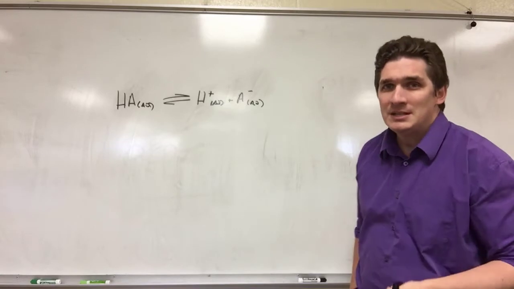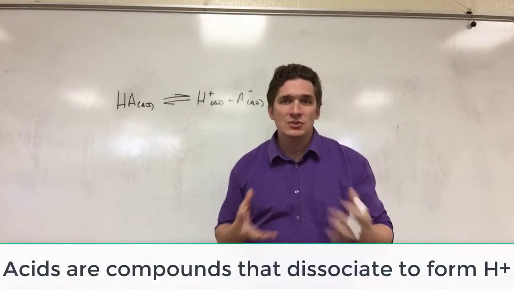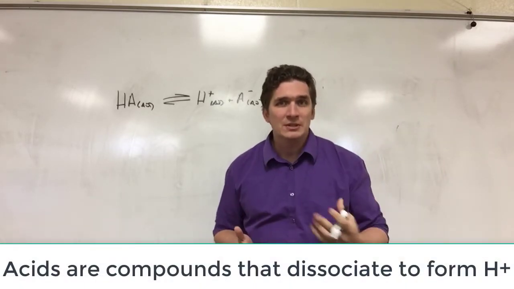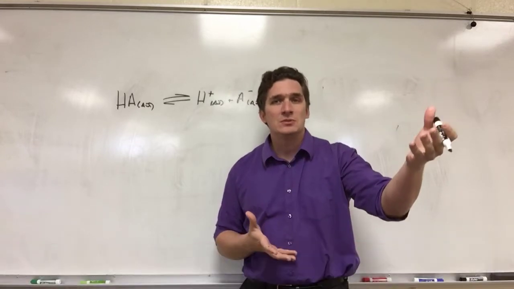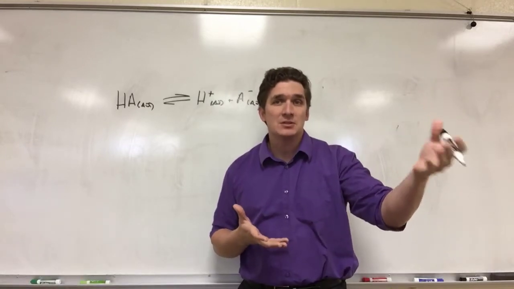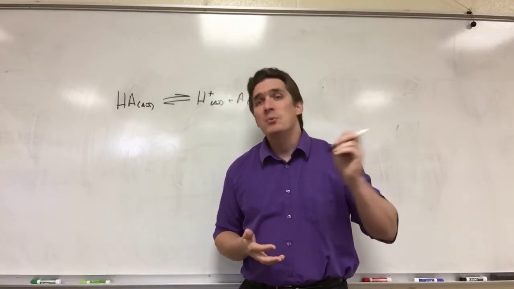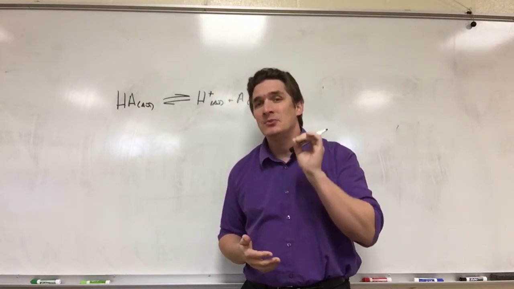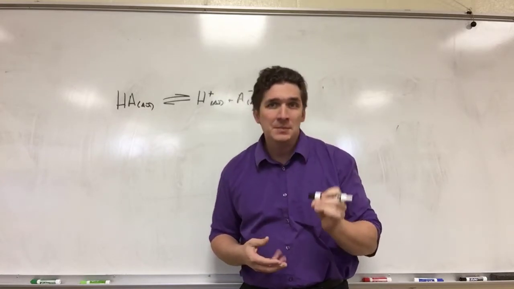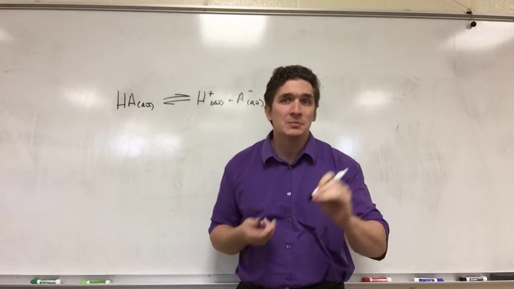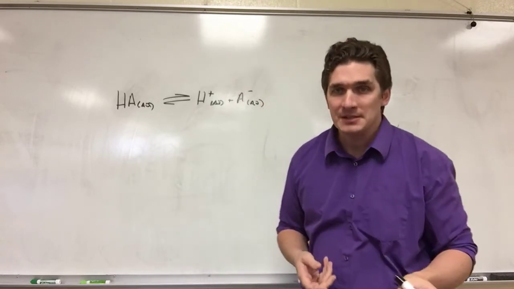So by the Arrhenius definition, our acid is something that dissociates to form H+ in solution, and this is how we increase the H+ concentration in solution with an acid. The point here is that the H+ is going to come from the acid, and this is going to be a rigorous definition that's going to contrast with the Bronsted definition when we start looking at bases.